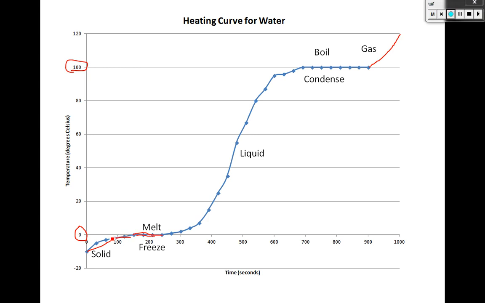And then if we continue to cool it down, it would be solid the whole rest of the way down. And so this is a general heating curve for water. And one of the questions is, if the temperature is not increasing here, and the temperature is not increasing here as it boils, where's all that energy going?